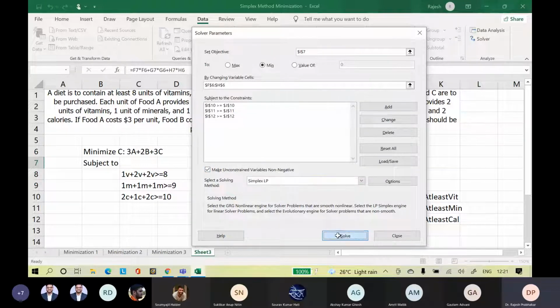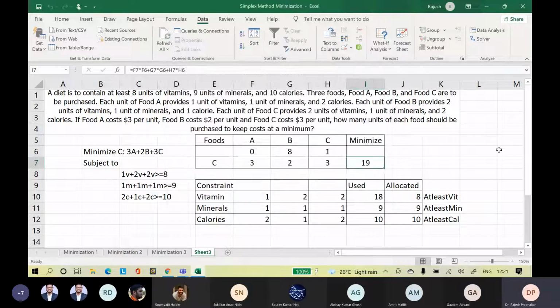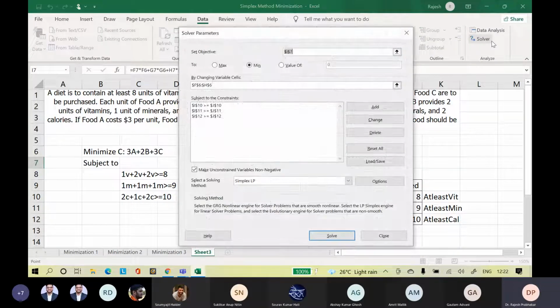Simplex LP solve. Yes. So 19 is what I got, the first. Sir, same, sir. 0 of A, 8 units of B, and 1 unit of C. You also got the same thing? Sir, I got 1 unit of A and 0 unit of C. How come we got different answers? We should get the same answer, right?